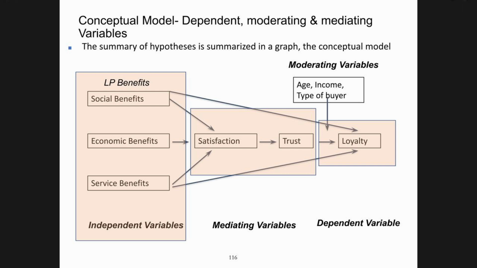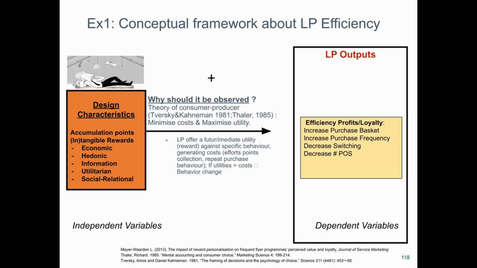Now, this is the summary of the hypothesis, which is summarized in a graph, which is also called the conceptual model. Let's see some examples. We have the impact of loyalty programs on different output variables. For example, the benefits, the accumulation of points, or tangible or intangible rewards, which might be economic, hedonic, informational, utilitarian, social, relational benefits, are the independent variables. They show a direct impact on efficiency and profits, which are the dependent variables.